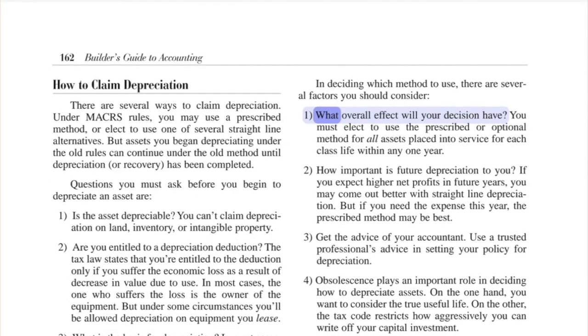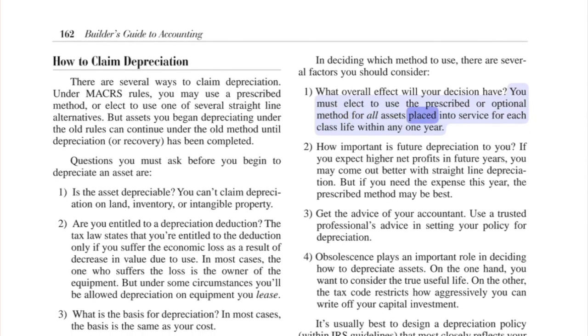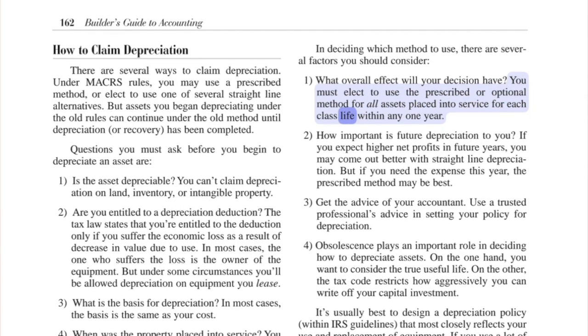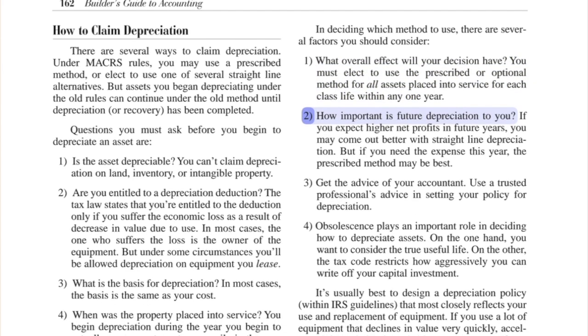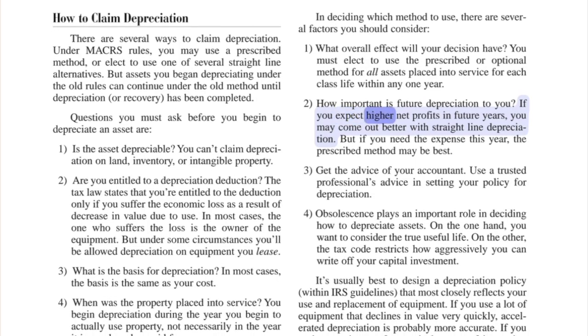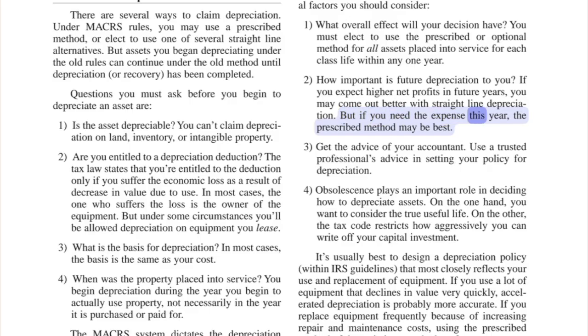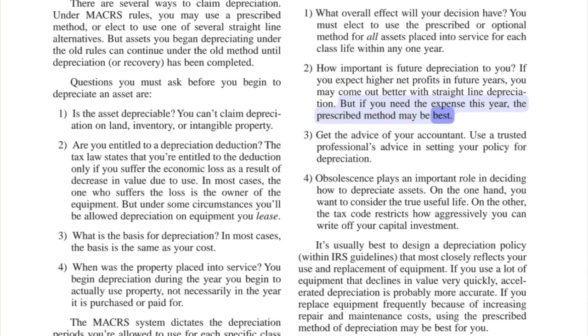1. What overall effect will your decision have? You must elect to use the prescribed or optional method for all assets placed into service for each class life within any 1 year. 2. How important is future depreciation to you? If you expect higher net profits in future years, you may come out better with straight-line depreciation. But if you need the expense this year, the prescribed method may be best.